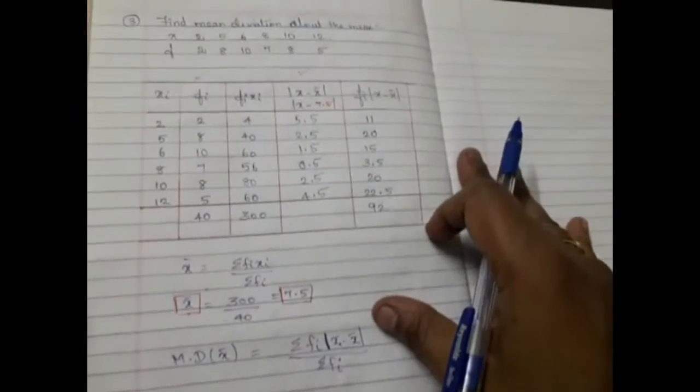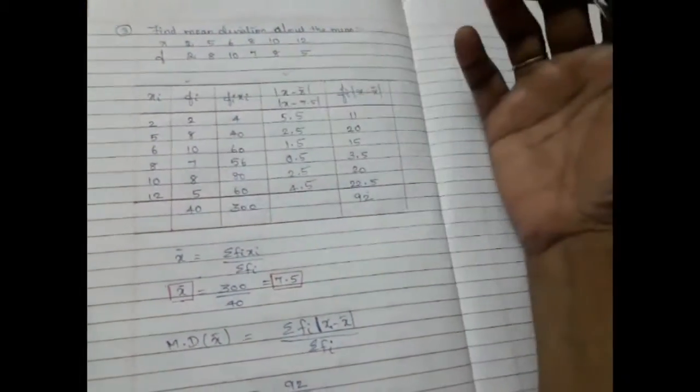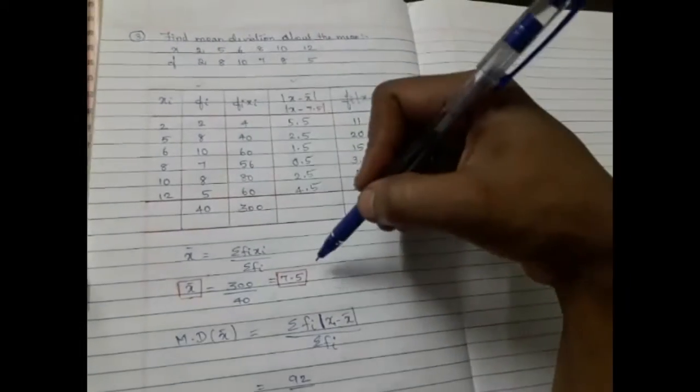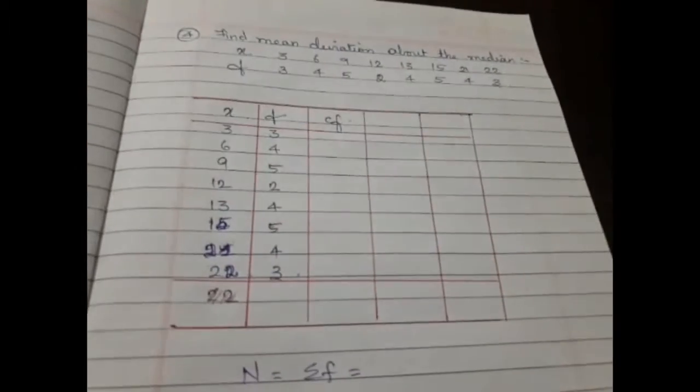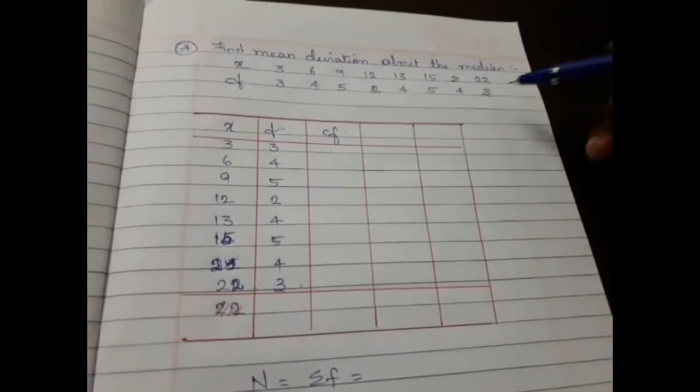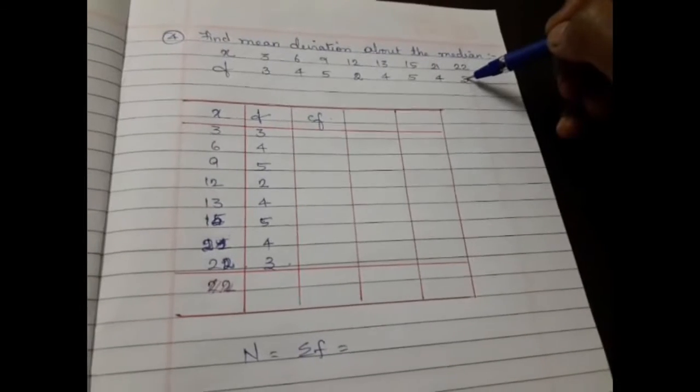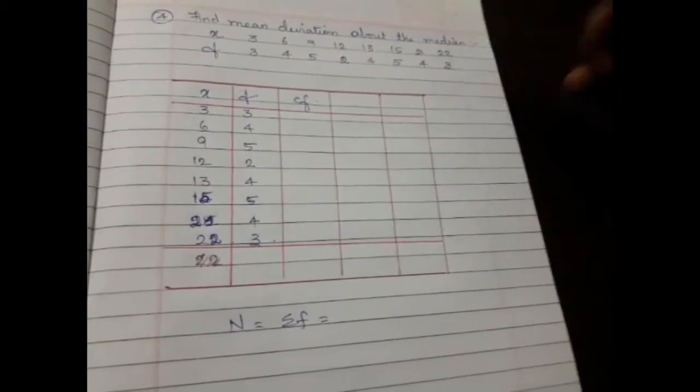Hope you understood. Let me show you another problem where how to find the mean deviation about the median for this discrete frequency distribution, right? So first we have to find the median and then we have to follow the same procedure. Now let us see how to find the mean deviation about the median for the given data, right? So first let us find the median.